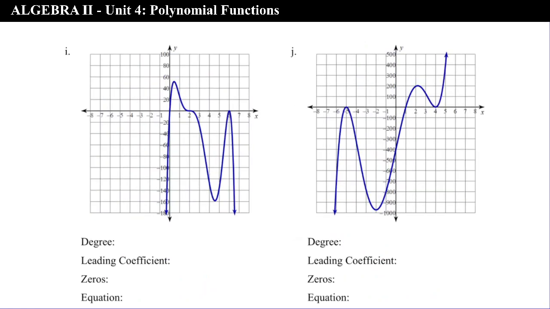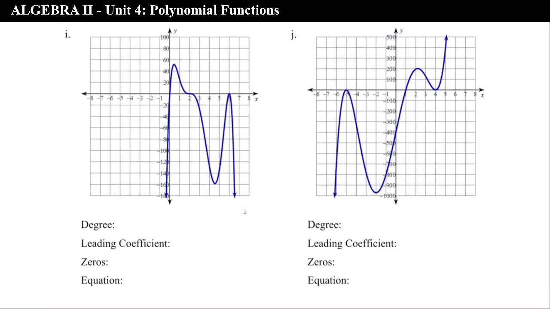All right, let's go on to the last page. The degree of this one is even. The leading coefficient is negative. We have zeros located at 0, 2, and 6. So our equation is going to be, leading off with a negative. Now, since we have a 0, we don't need to write x plus 0 or x minus 0. We can just simply write x. And then the next term is going to be x minus 2, and then you have x minus 6.